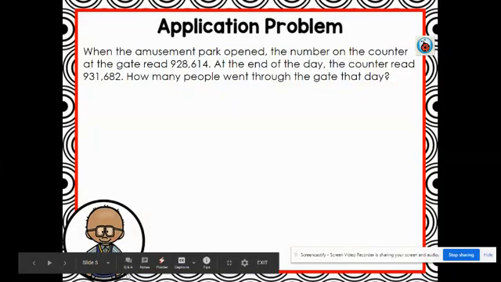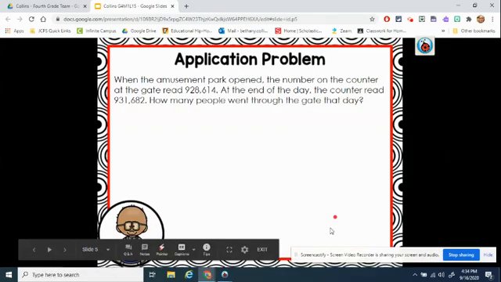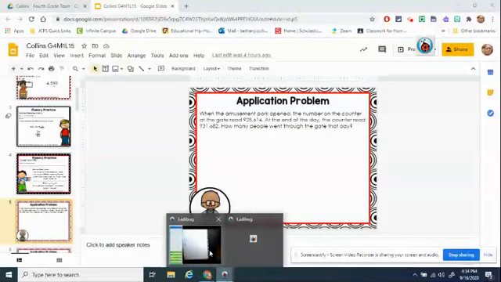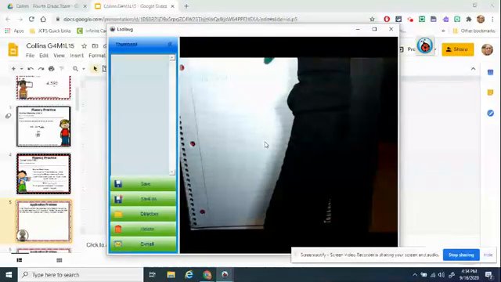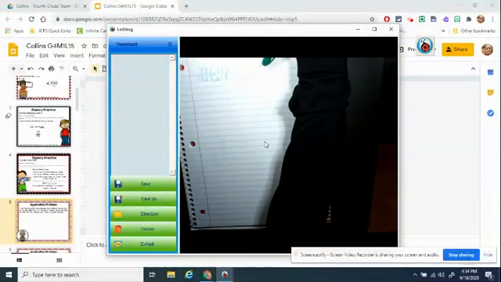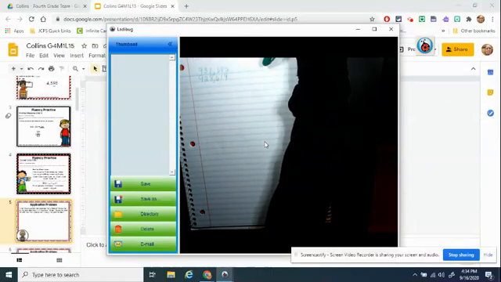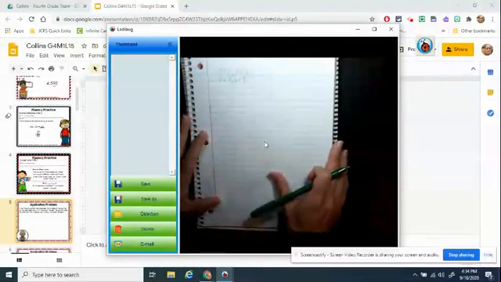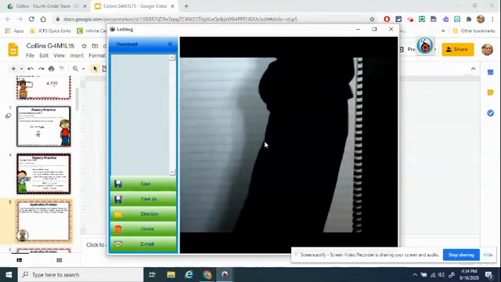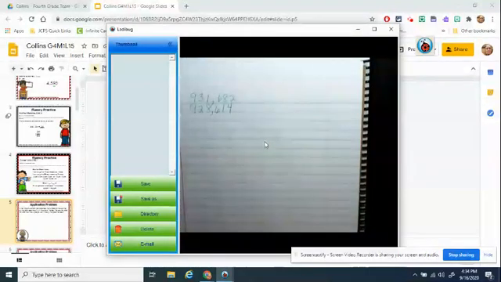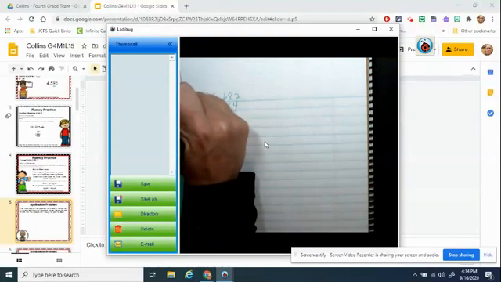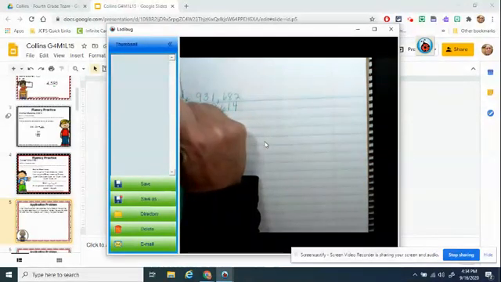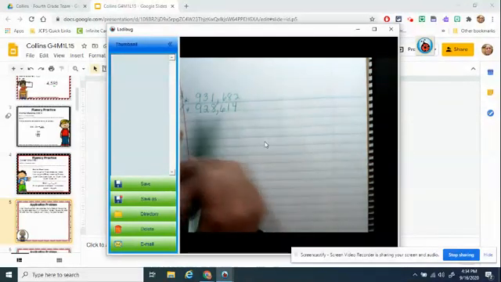So let me show you what I'm talking about. Okay, we're going to go down here to my ladybug. And I'm going to change my brightness. There we go, and zoom in. All right, so these are the two numbers. This was the end of the day, and this was the start of the day. Okay, the start of the day is definitely smaller.